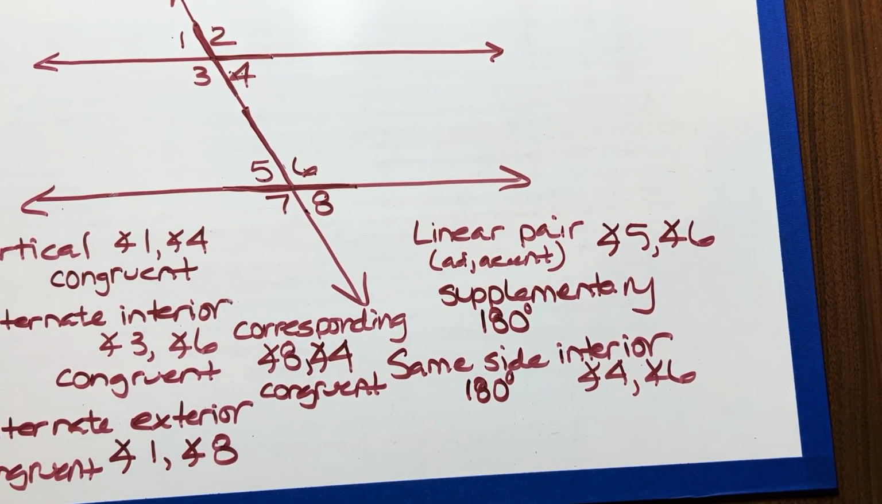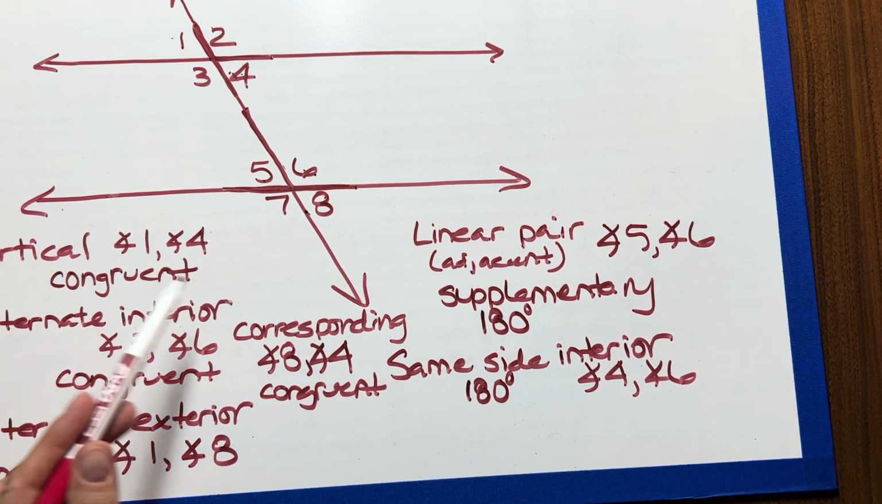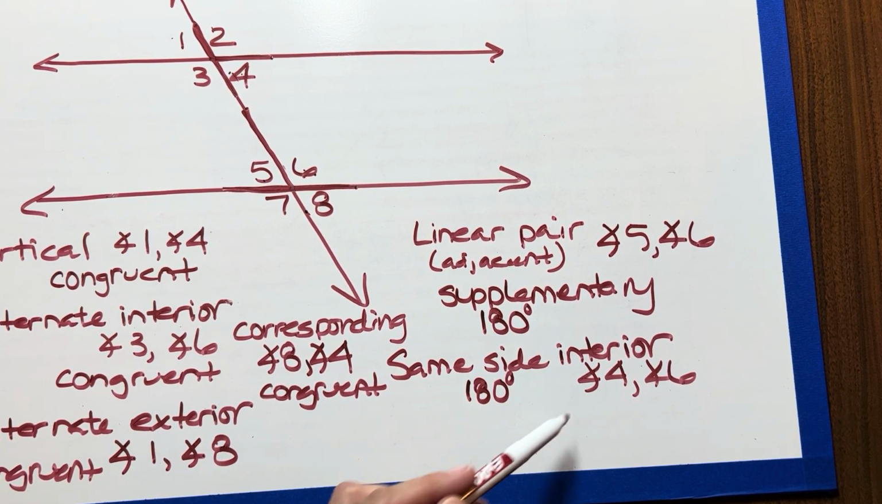So we have covered 1, 2, 3, 4, 5, 6 different sets of angle pairs. 4 of them are congruent, 2 of them are supplementary, and this is how we can label and name different angle pairs with parallel lines.